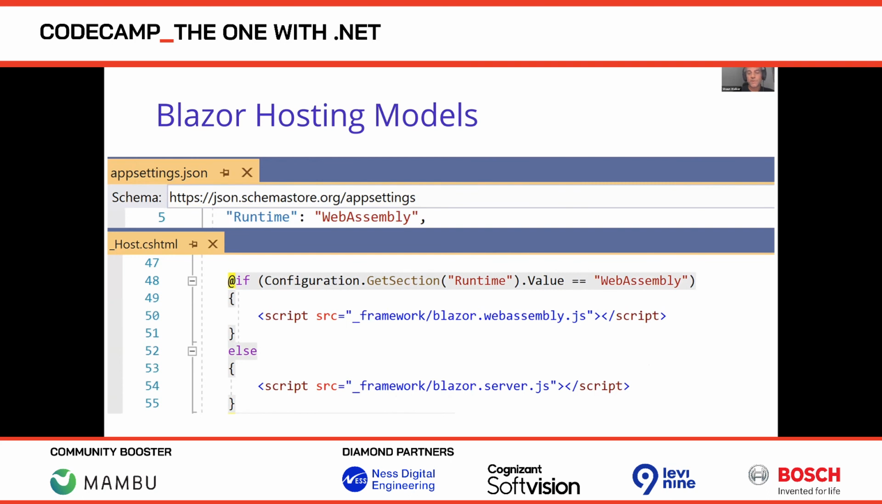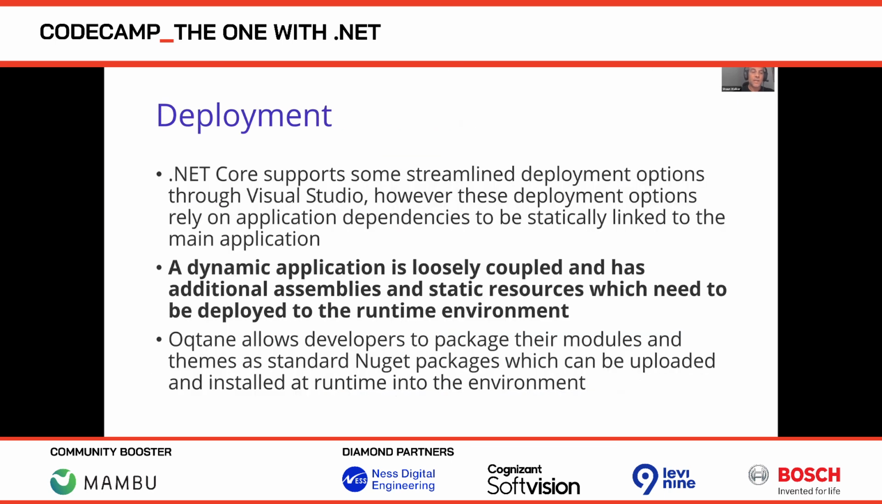In order to switch between the different runtimes, it's actually pretty simple. Basically, it's a difference between loading the WebAssembly script file versus the Blazor Server script file. So pretty straightforward there.